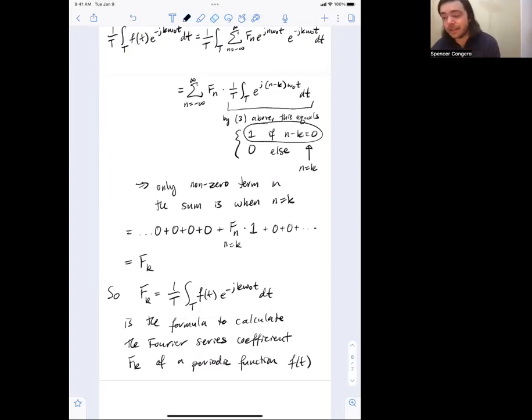Okay, so we'll see in the next video some examples of using this, but also a lot of the time we're going to be able to find the Fourier series coefficients in an easier way without having to do this integration. So we'll see examples of both of those cases in the next video.